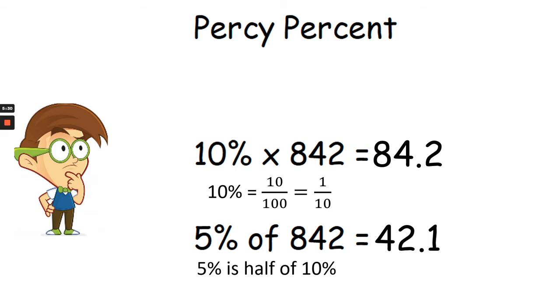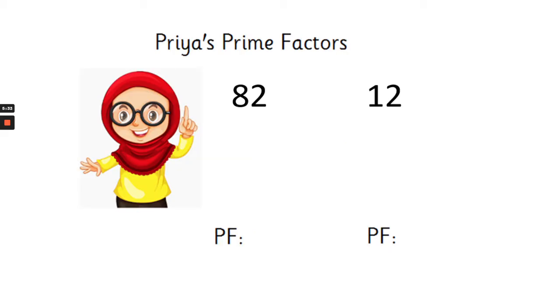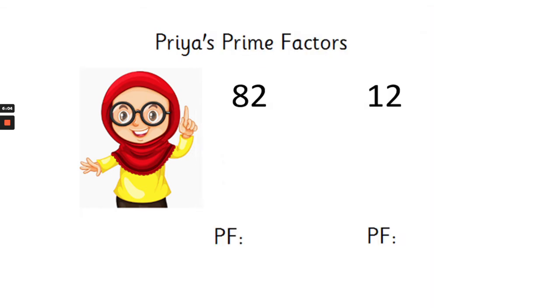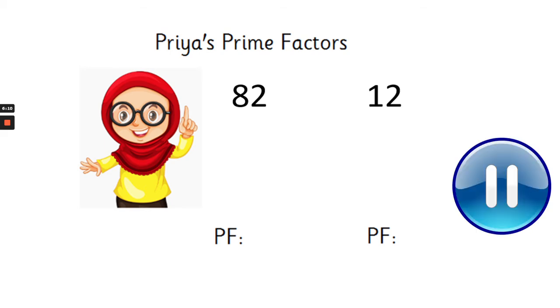Well done, Year 6. Alright, moving on to Priya's prime factors. Prime, P-R-I-M-E, my only factors are 1 and me. We're only looking for numbers which are prime, numbers which have factors of just 1 and themselves. We're also looking for factors, numbers which can be divided into our number perfectly with no remainders. And Priya's prime factor tree should help you. Pause your video and find me just the prime factors of 82 and then the prime factors of 12.